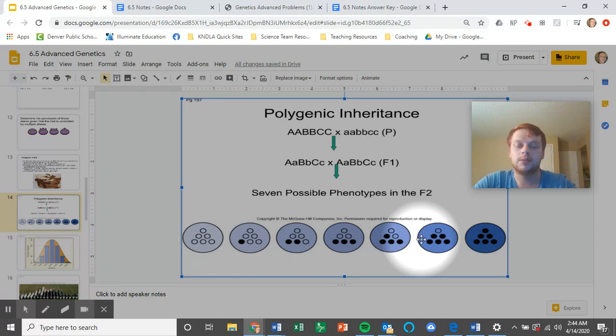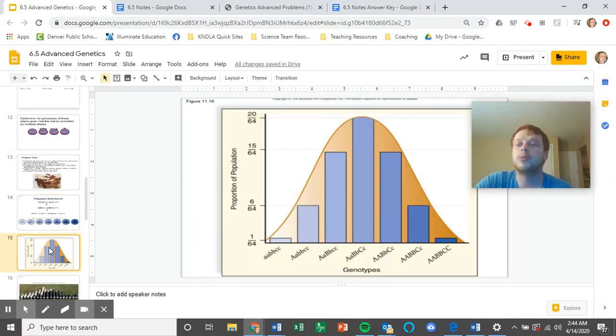The interesting thing with polygenic traits is that they are normally distributed, so they have a bell curve to them. That means that people, for the most part, are going to fall into this middle spectrum, the intermediate trait. The further you get to the margins, the less likely people are to have that trait, just because of the way that the population is distributed.